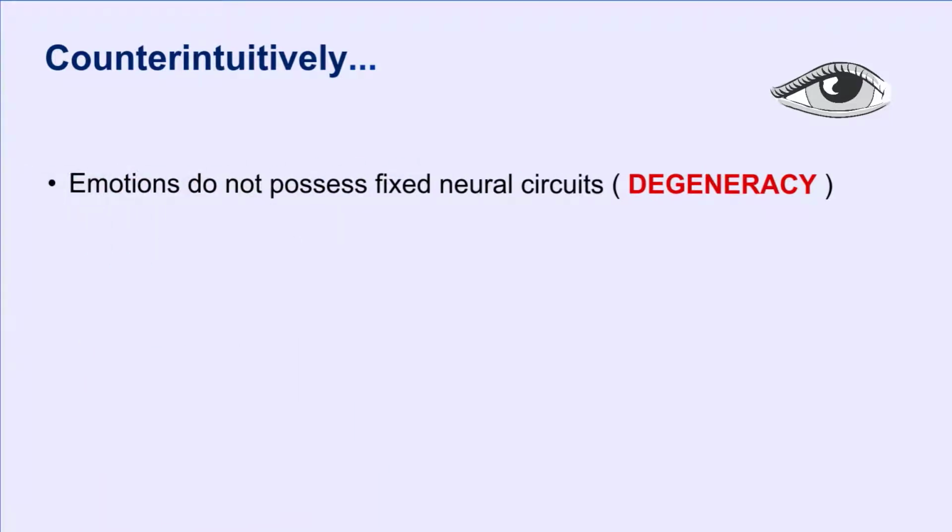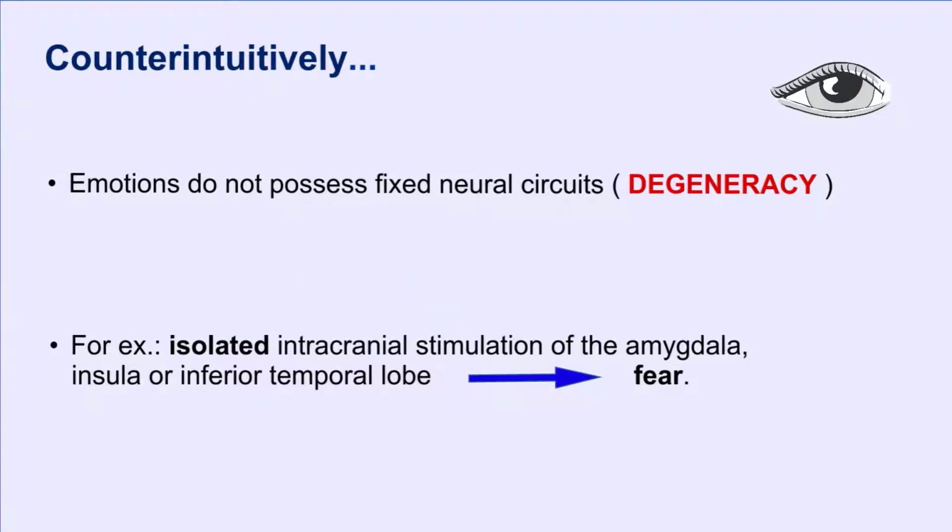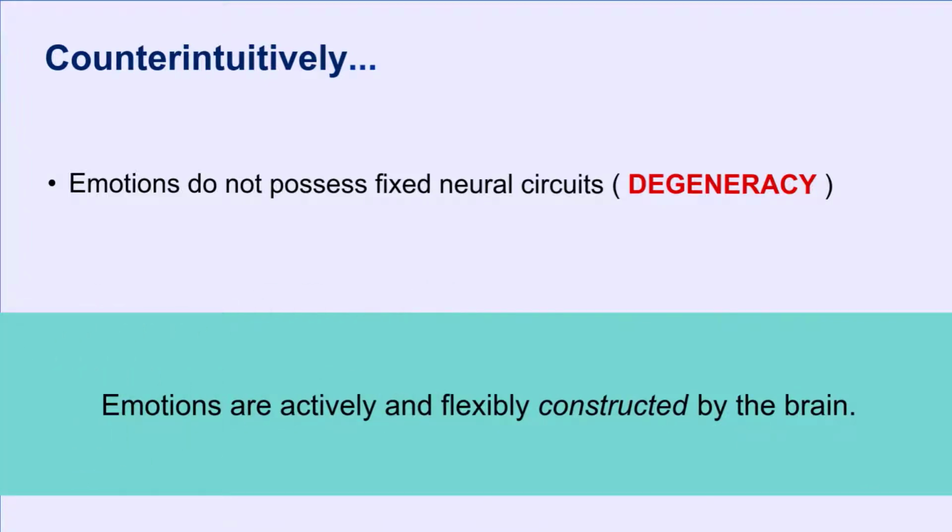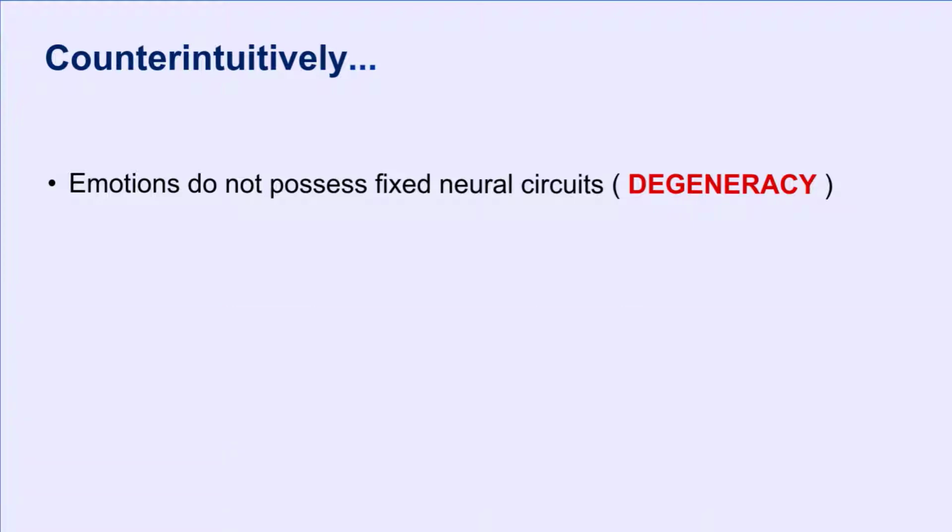However, when these findings were considered more critically, it actually became apparent that no single emotion possesses a fixed fingerprint, and that any given one can be generated by various combinations of different brain regions. This is an example of degeneracy, a property that imbues all biological systems. For example, the isolated stimulation of the insular or the inferior temporal lobe, as well as the amygdala, can generate fear. This evidence effectively dispels the classical theory of emotion. Instead of being hardwired into specific fixed brain regions, emotions are actively and flexibly constructed by the brain.